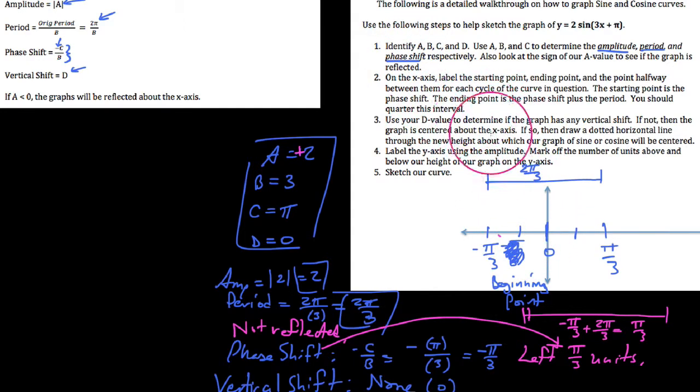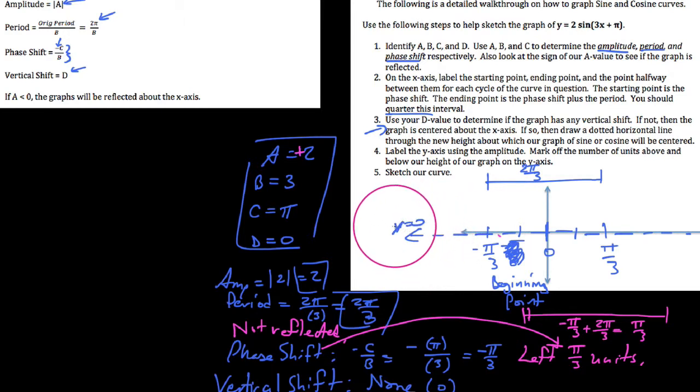then we should, we said quarter the interval. Once we have it quartered, we're going to use our d value. Now our d value determines if the graph has any vertical shift. And we noticed here that there is no vertical shift, but I'm going to recommend this. We say, if so, draw a dotted horizontal line. We're going to put a dotted, dashed horizontal line at y equals 0. And it's just this imaginary line that our sine graph's going to go around.